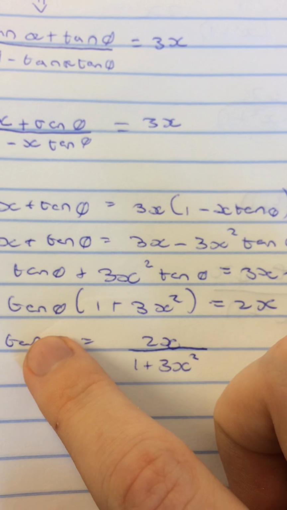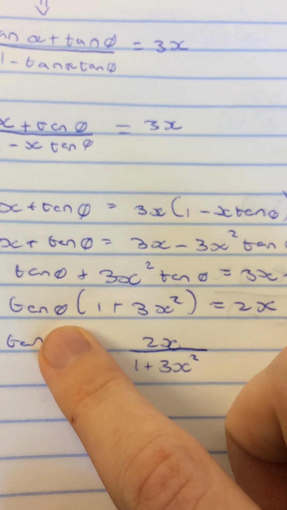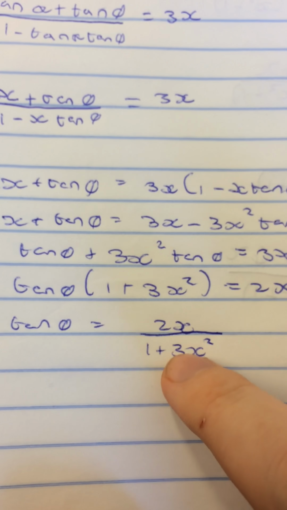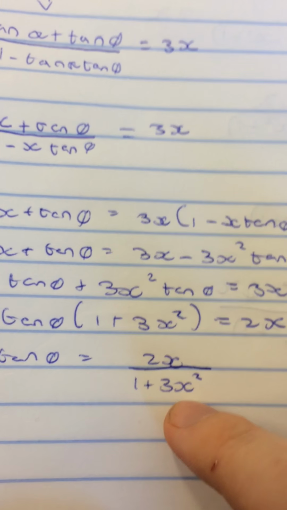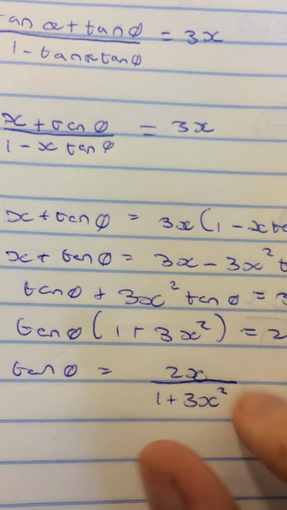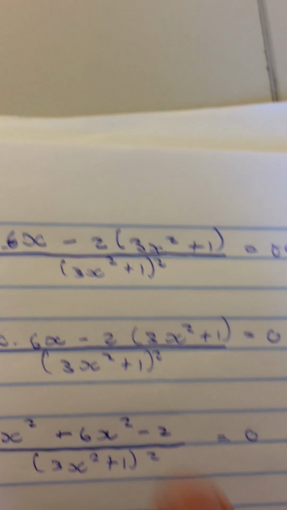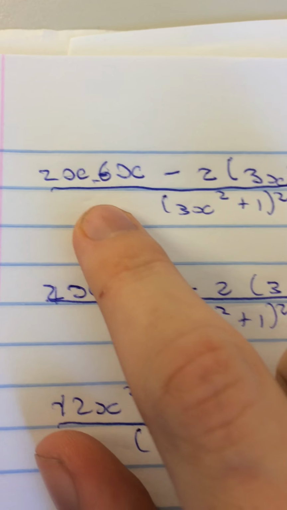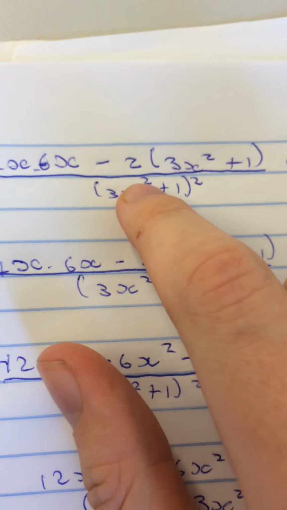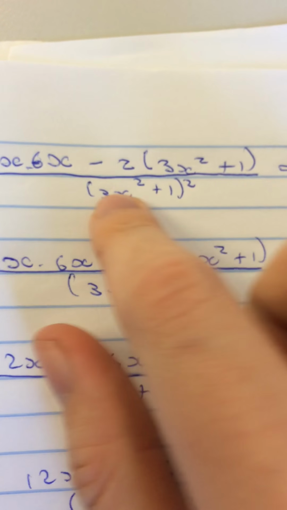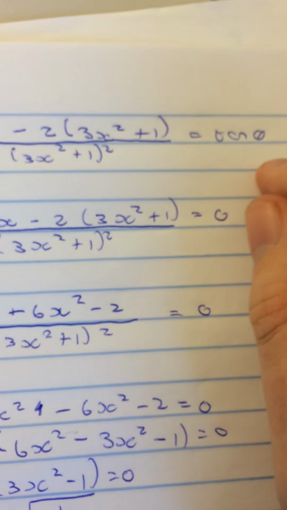Then we can pull out tan theta and basically end up with tan theta is equal to 2x over 1 plus 3x squared. So this is the equation we have to maximize. Finding the derivative of this equation is going to give you 2x multiplied by 6x minus 2 multiplied by the bottom, over the bottom squared, is equal to the derivative of tan theta.